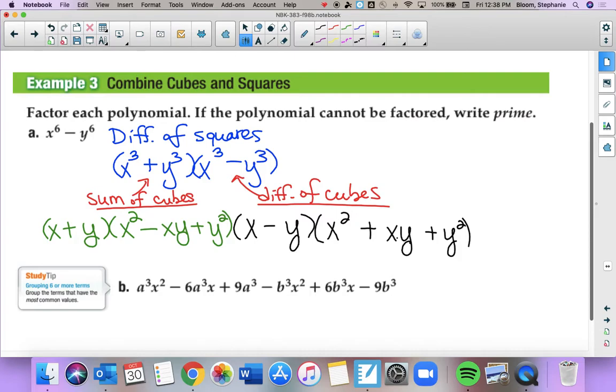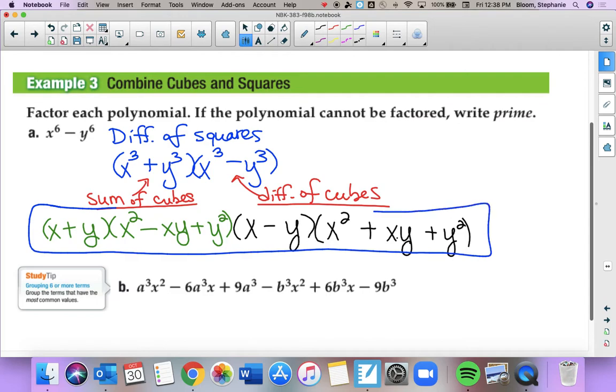All the trinomials that we got, can those be factored even further? The answer is no. So that's, again, you got to memorize that. Sum and difference of cubes, those can never be factored further. That is my final answer in factored form. Okay? Anybody have a question there?